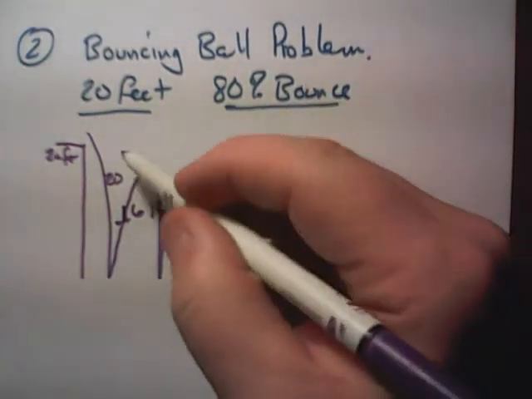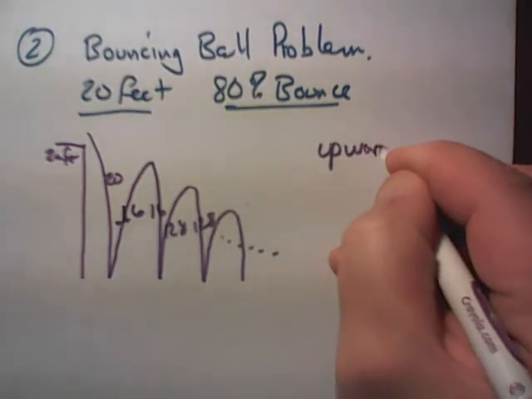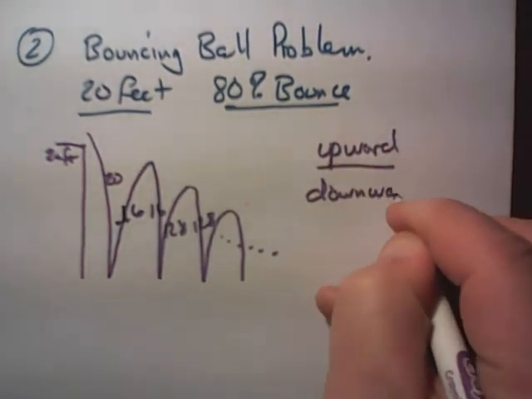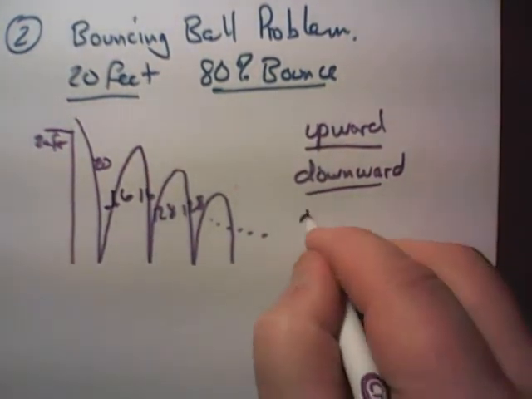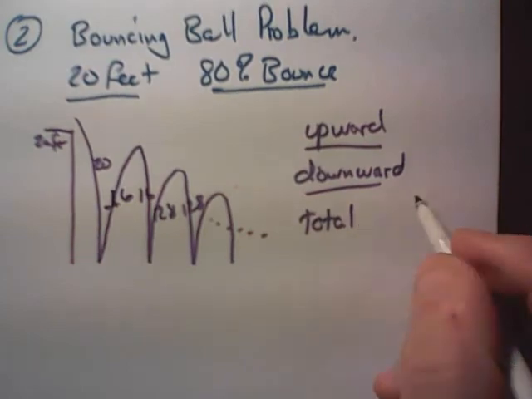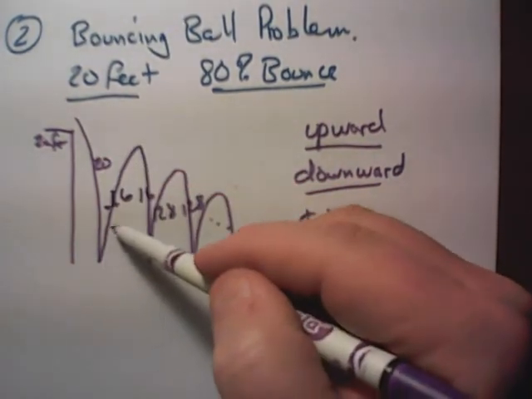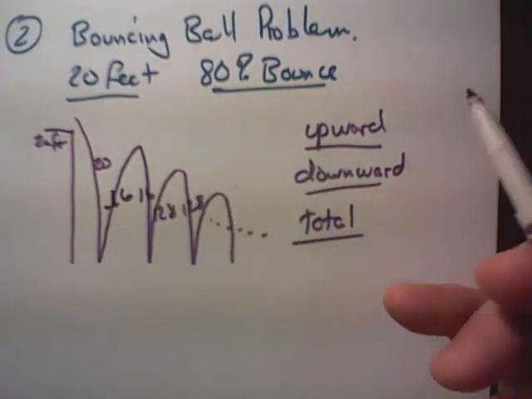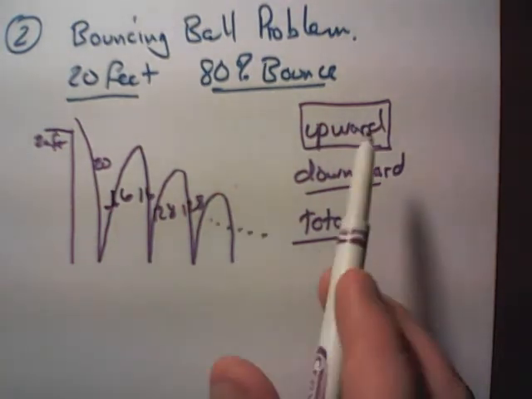Here's the question. What is the upward distance that it's going, and what is the downward distance that it's going? And then maybe we can figure out what is the total vertical distance that it's traveling, both going down and going up, if I were to add all those numbers together. Well, let's start by looking at the downward distance.